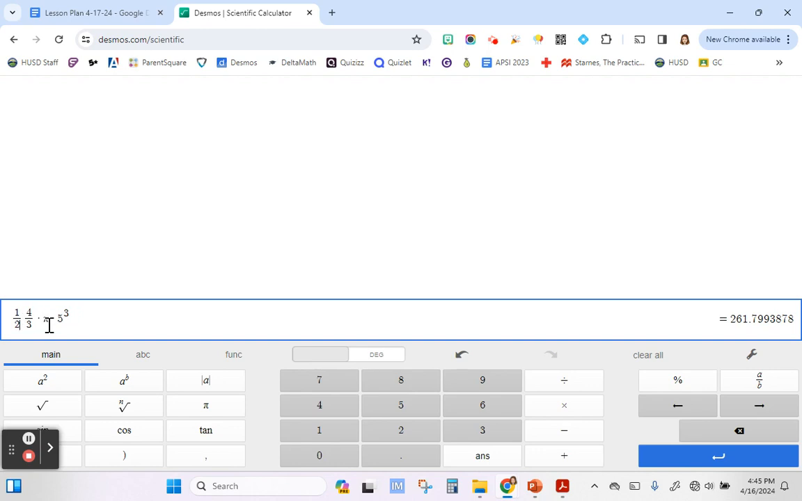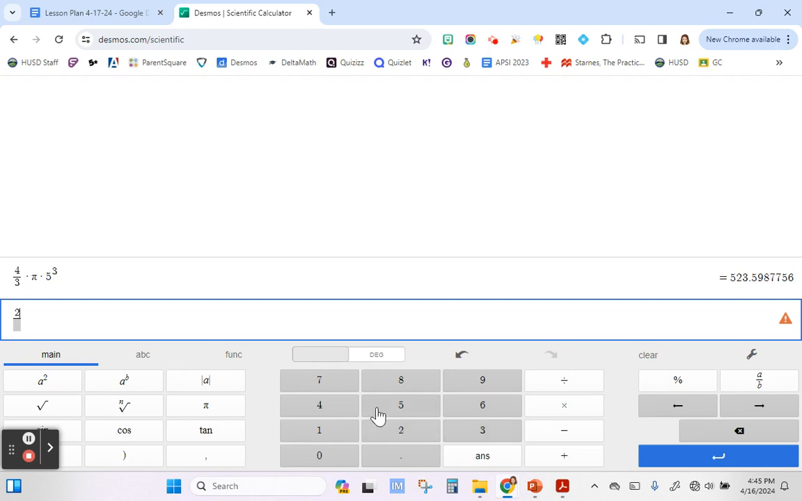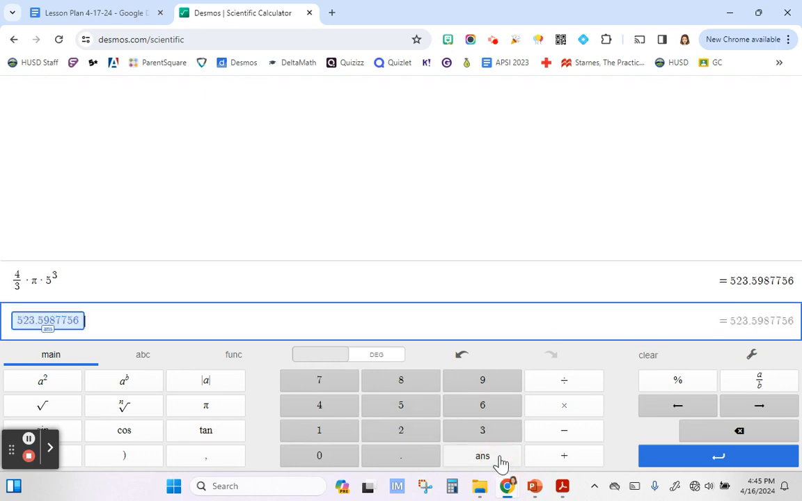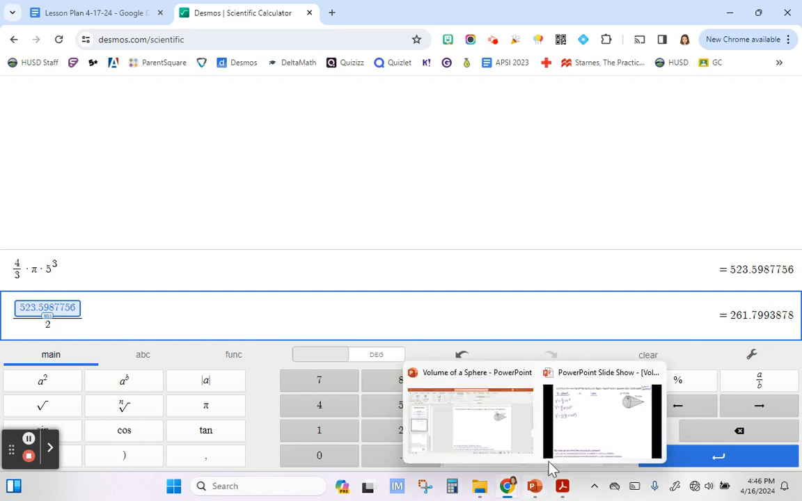But if you don't like the 1/2 version and you want to just find this answer, you can find this answer, hit enter, and then say divided by 2. Oopsie, not that way, sorry. Say answer, which is going to pop in our previous answer, and then say divided by 2. And you can see we still get 261.799, whatever. So it's up to you if you want to do 1/2 times the value, or if you want to take the value of the sphere and then divide it by 2. Either way, your choice, but we are looking at 261.799, blah, blah, blah. So I'm going to go back to our presentation.